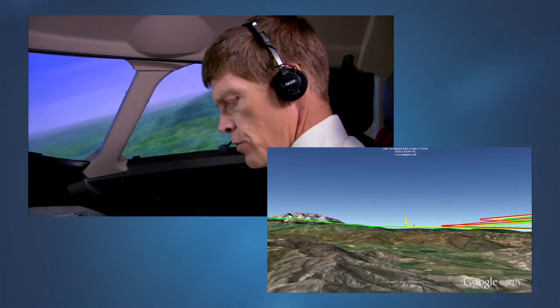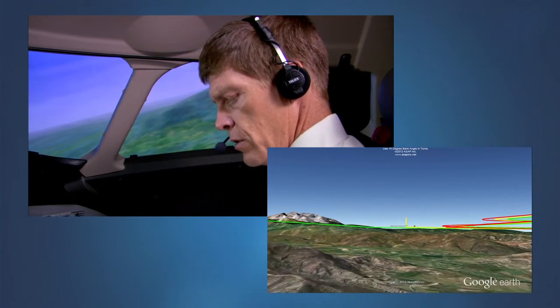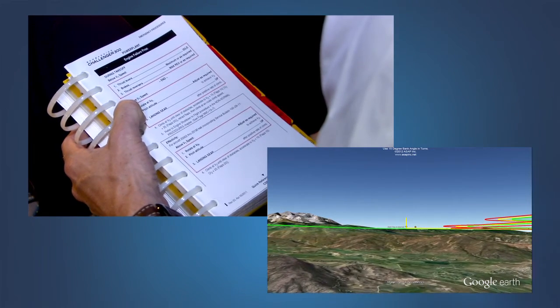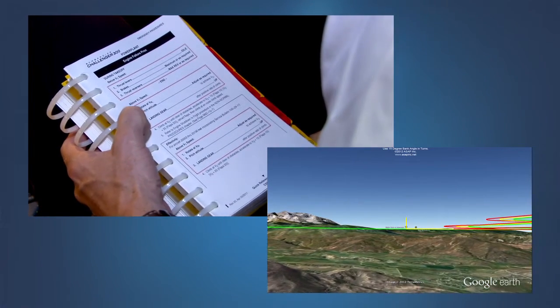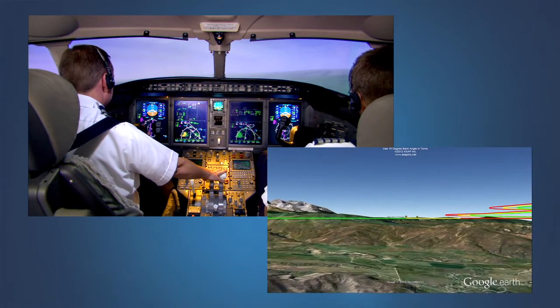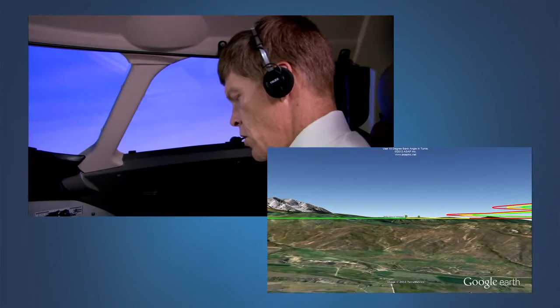Engine failure procedure above V1. Rotate at VR, pitch attitude adjust as required to achieve V2. Landing gear up after a positive rate of climb. Climb at V2 until clear of obstacles, then accelerate to V2 plus 15. Flaps retract. Then climb at en route speed. That's where we are right now.